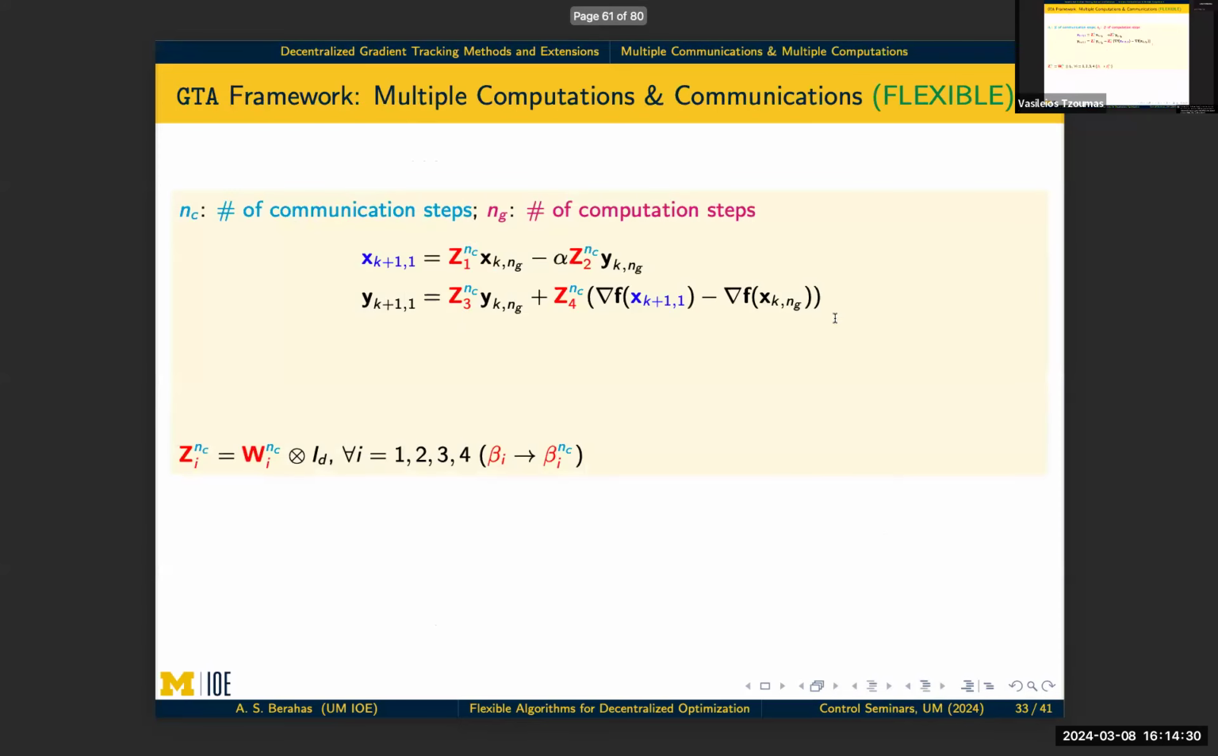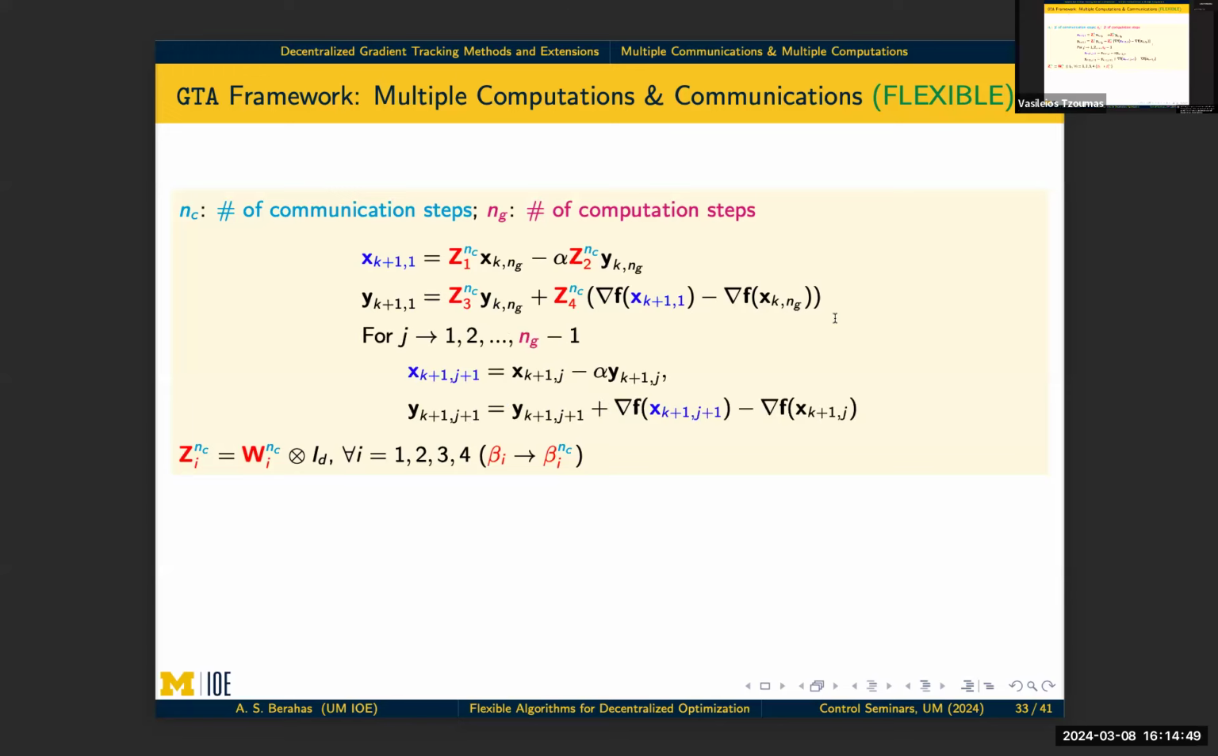I showed this twice, so really, again, back to flexibility. What we're going to do here is the same exact thing, multiple communications. We like that, it worked out well, but now I want multiple gradients as well. Why do I want multiple gradients as well? Because the cool kids in federated learning are doing it.